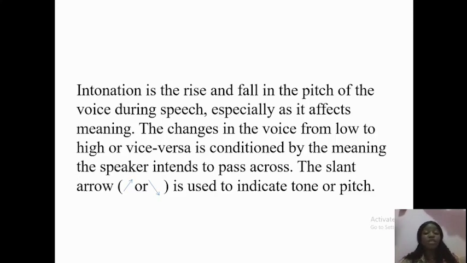Now, there are arrow signs that we use to indicate statements that are in the rising tone or statements that are in the falling tone. They are used to indicate the tone or the pitch of one's voice. There are slanted arrows that point upward or point downward. At the end of every statement, the one that points upward means that the statement is in the rising tone, while the one that points downward means that the statement is in the falling tone.